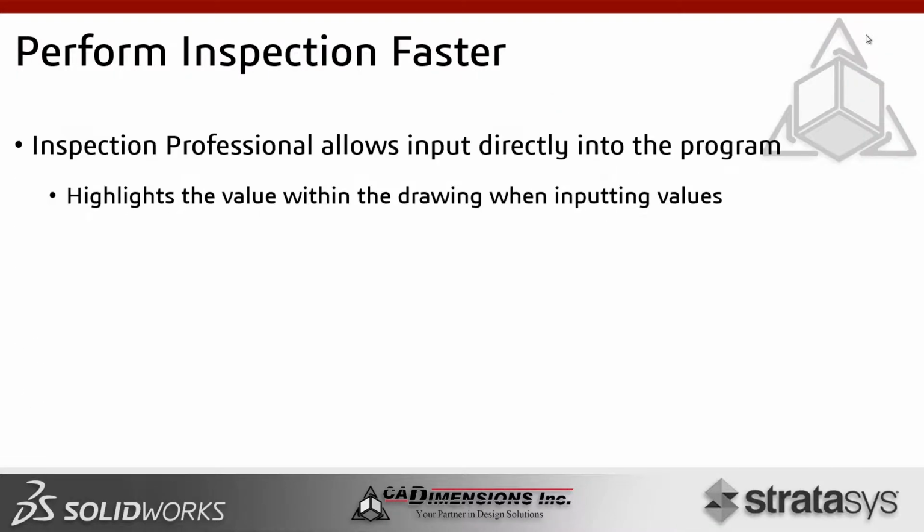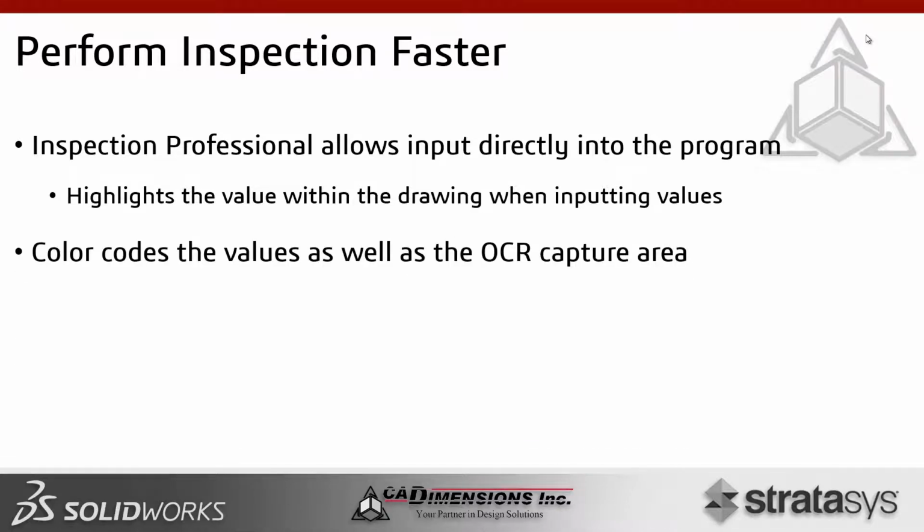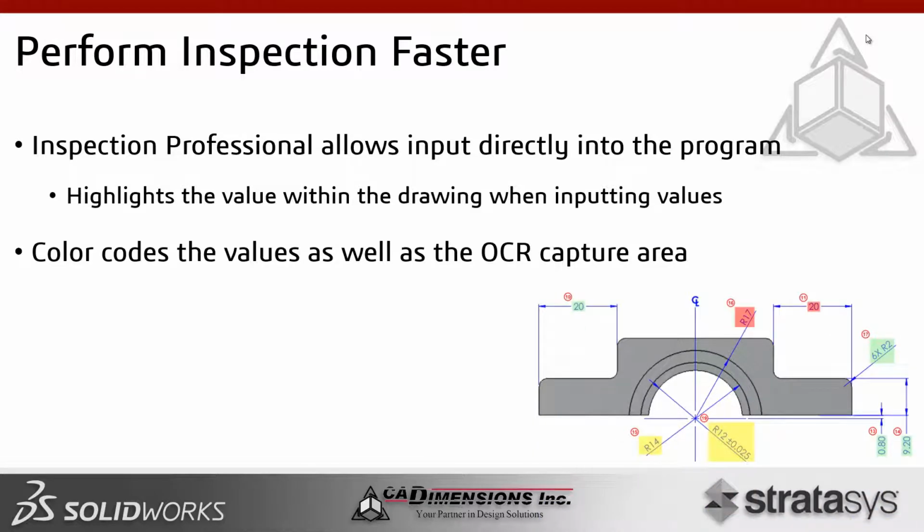The ability to perform inspection faster. Inspection Professional allows input directly into the program, and it highlights the value within the drawing when you're inputting the value. It color codes the values as well as the OCR capture area. So when you capture these dimensions, and then specify a value while inputting your inspection report, it color codes them. You can see we've got green, yellow, and red. Green is good, red is outside your tolerance, and yellow is set by default to being 80% towards either max or minimum. So if it's past 80%, it'll show up as yellow.